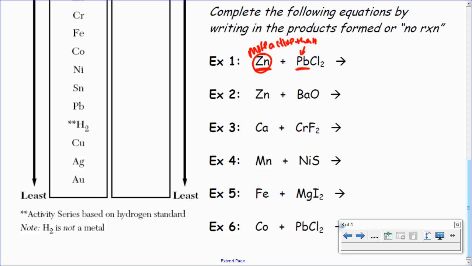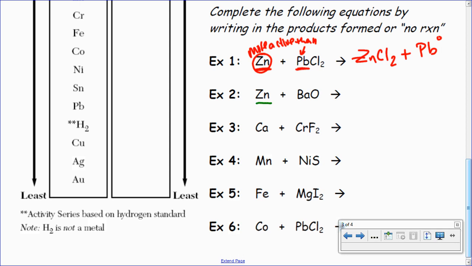Complete the following by writing the products formed or no reaction. Since zinc is more reactive than lead, it will react. It will make zinc chloride and pure elemental lead, because zinc was more reactive. If it's more reactive, then it will sneak in and replace.